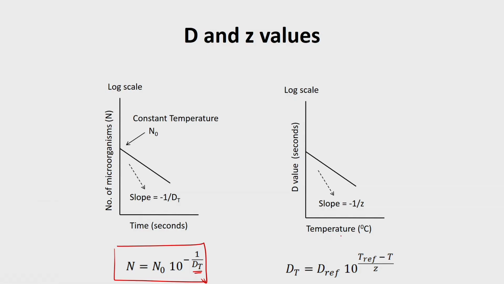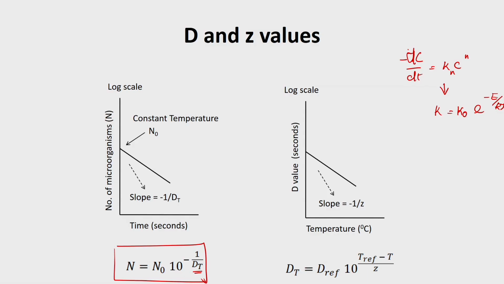So, when I plot temperature versus D value, if you remember a bit of your chemical reaction engineering, any kinetic expression, for example, we discussed when we started the class, minus dC upon dt is nothing but k C to the power n, right. So, this k is nothing but a rate constant, which is again a function of temperature, E upon RT, right. So, this Z value is more related to the kinetic expressions.